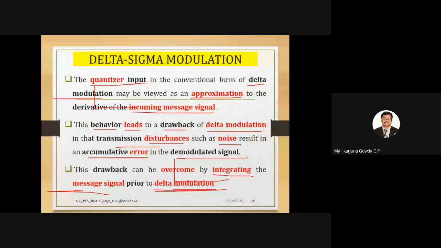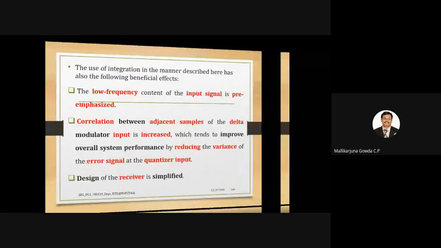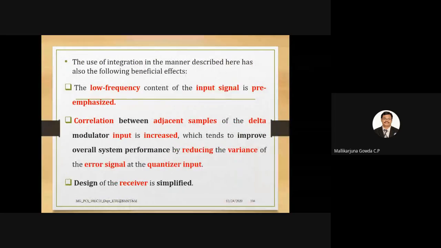As we were saying, the noise will accumulate as error in the demodulated signal. To overcome the problem, we integrate the message signal prior to the delta modulation. The use of integration has certain benefits. First, the low frequency content of the input signal will be pre-emphasized. Integrator is nothing but a high pass filter.